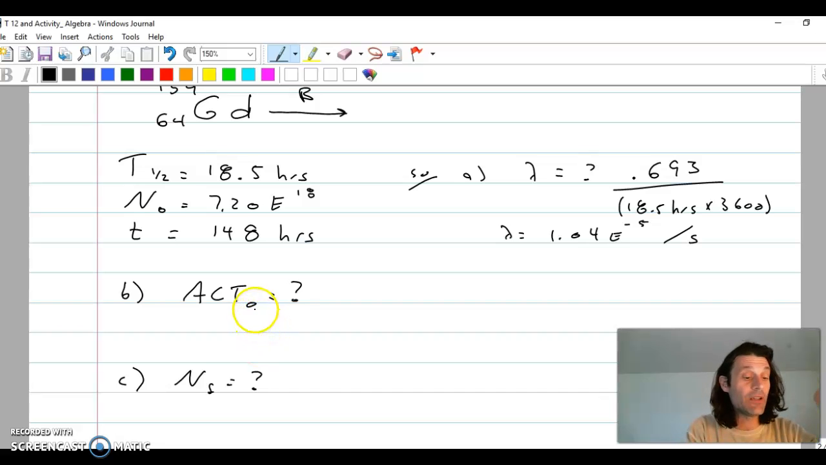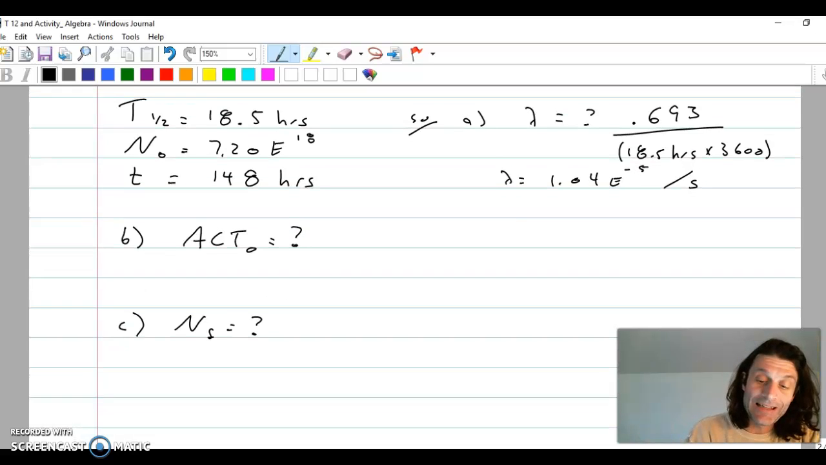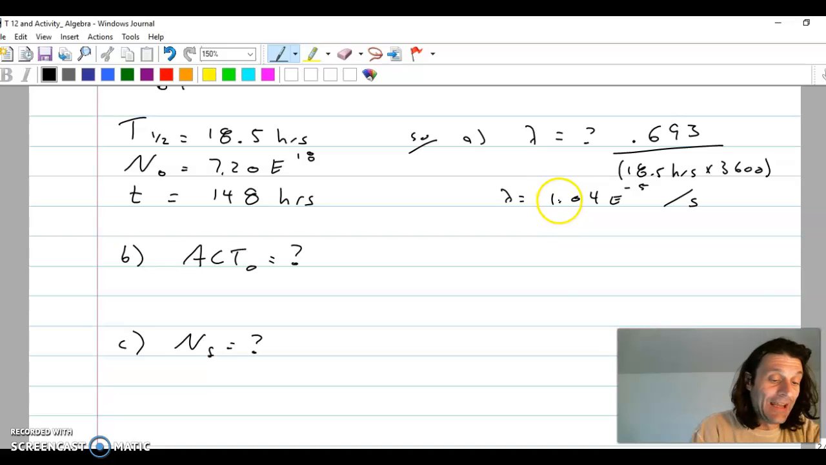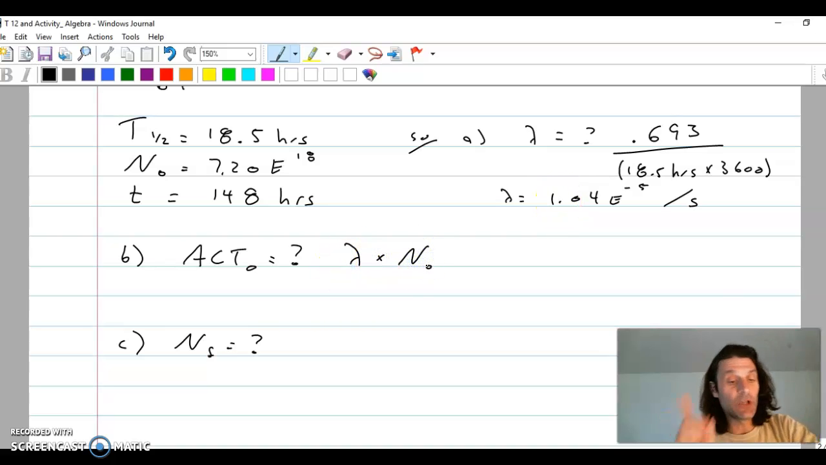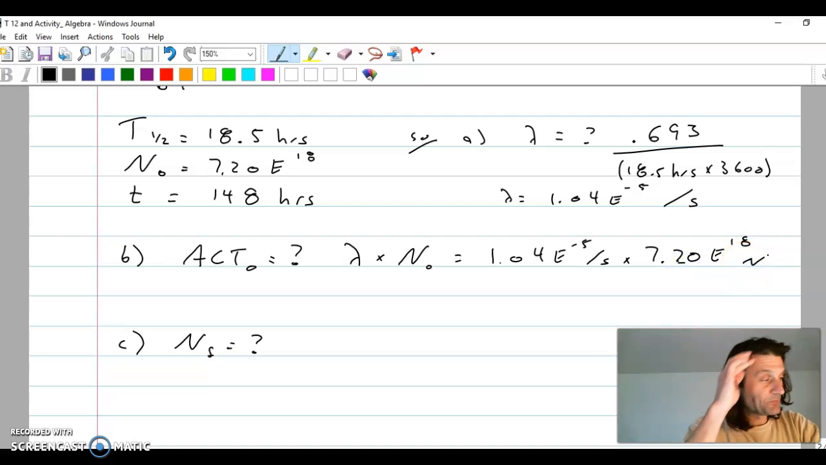How active is it at the initial? That subscript zero there means at time 0. How active is this stuff? We can calculate its activity by taking that lambda and multiplying it by N sub 0, the initial amount we had. So this is going to be 1.04 times 10 to the negative fifth per second times the number of nuclei we started with, 7.20 times 10 to the 18th. That's a lot of nuclei. All right.